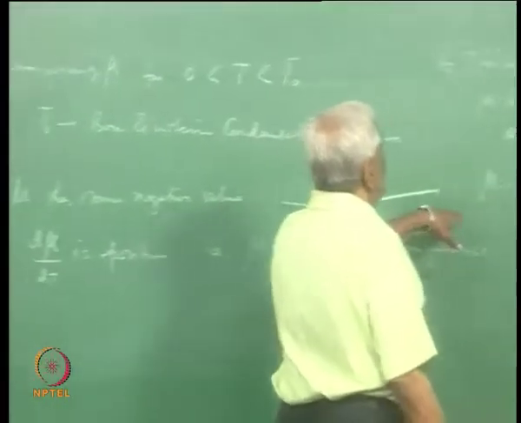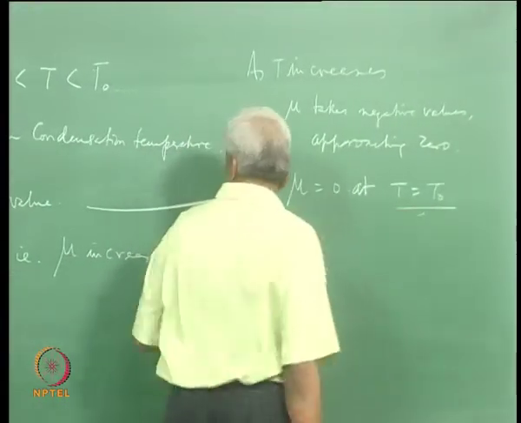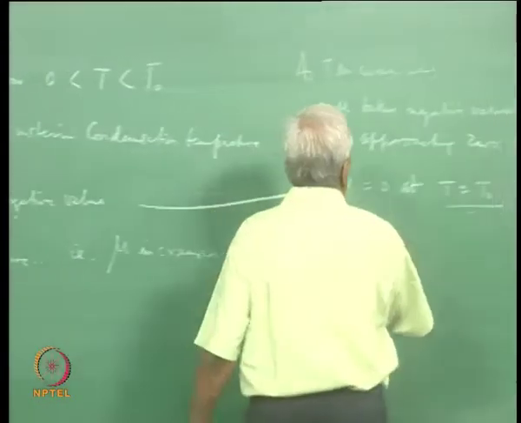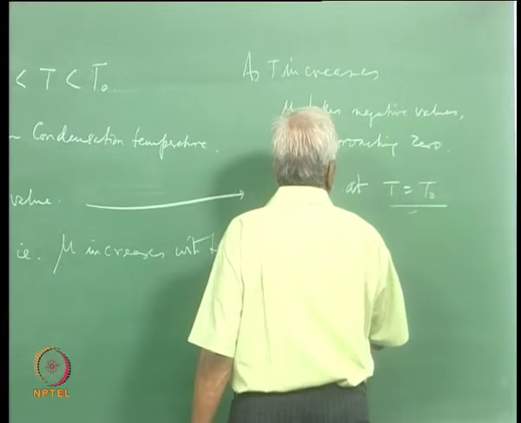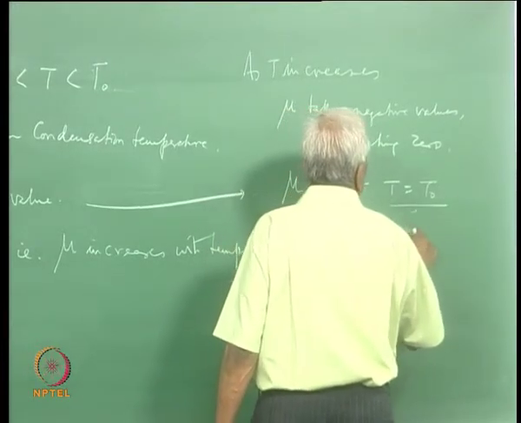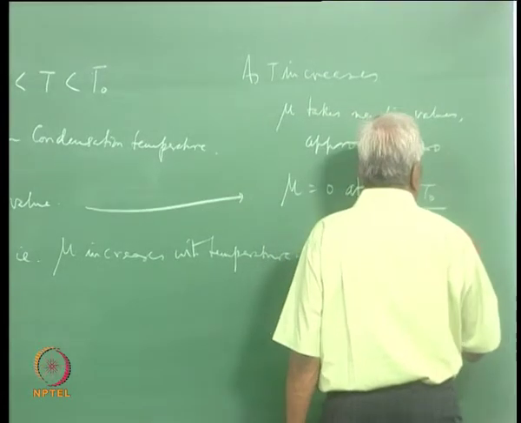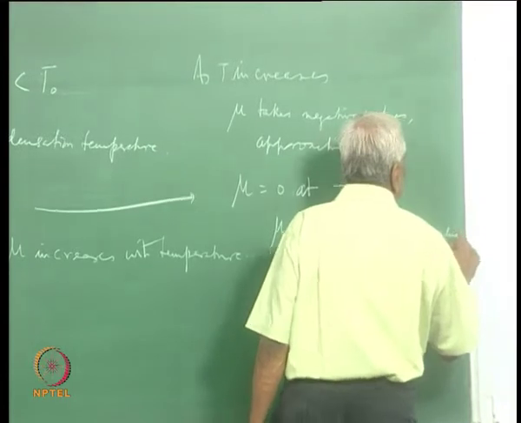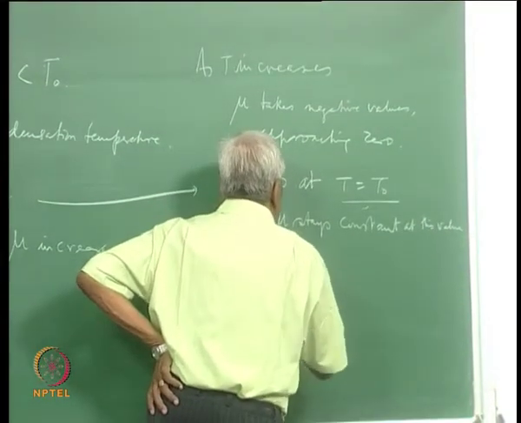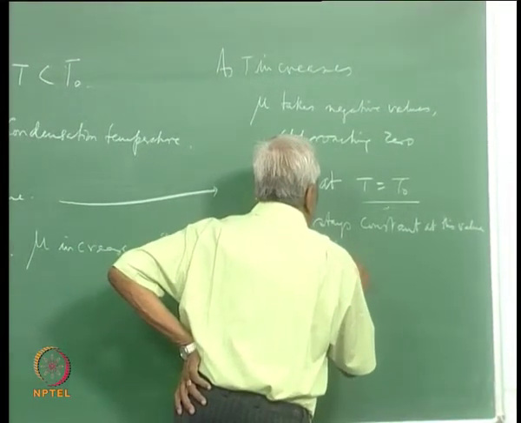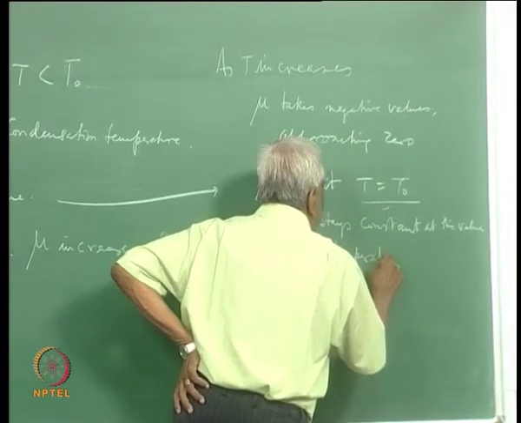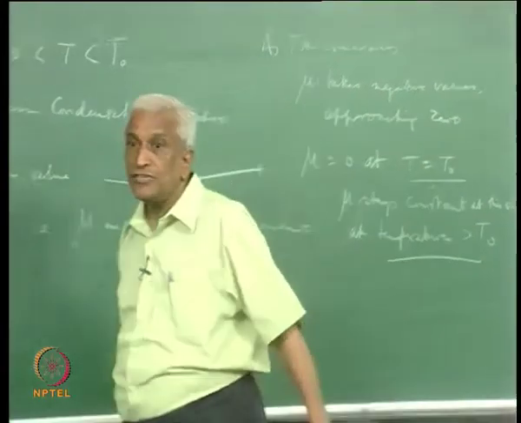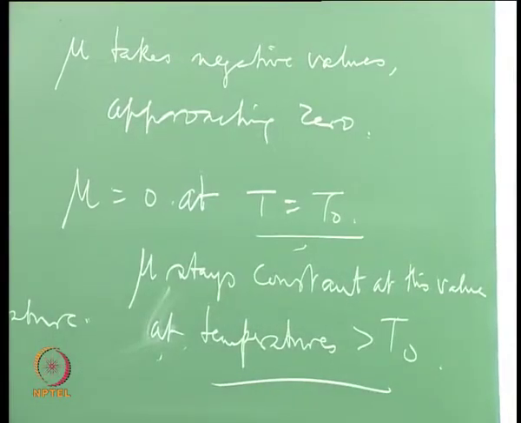Once it reaches T equal to T naught, since d mu by dT is positive, that means mu has to stay constant. It stays constant at this value at higher temperatures. That is the temperature variation of mu.